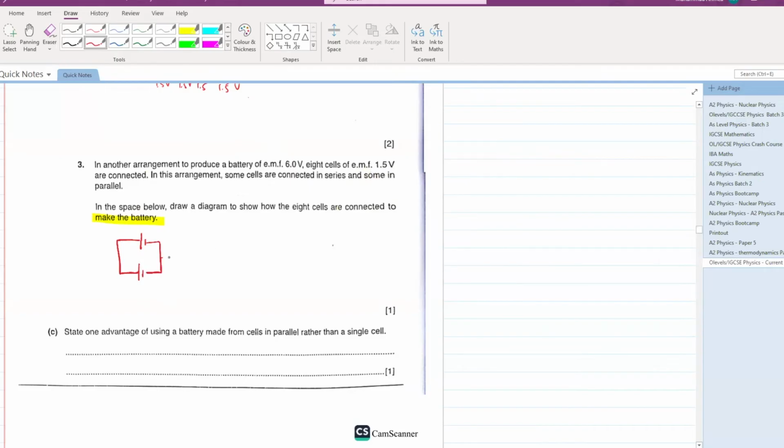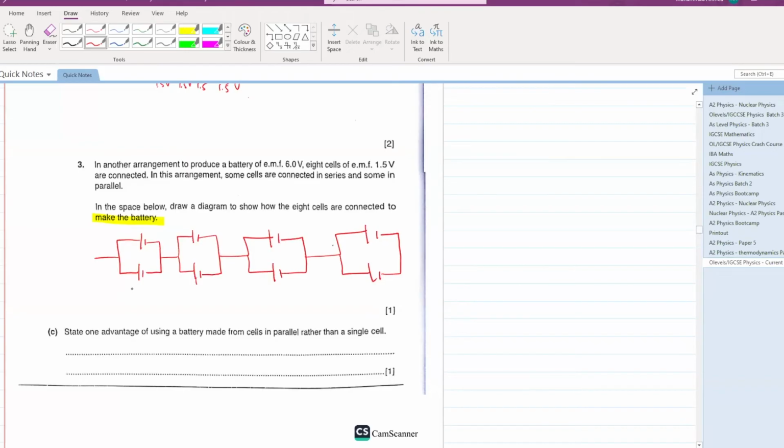Then we have positive, negative again, and then positive, negative again. They are connected in a parallel combination like this. Then we have the positive, negative again, and again. They are connected in a parallel combination like this. Then the positive, negative again, and again. They are connected in the parallel combination like this.